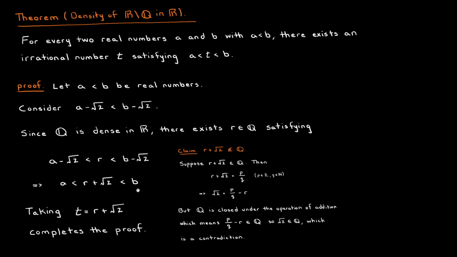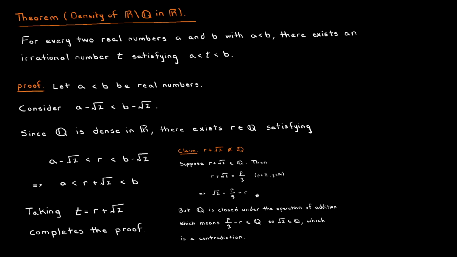And now the claim is that this number r plus the square root of 2 is actually an irrational number. To see why, let's suppose for contradiction that r plus the square root of 2 is actually a rational number. In other words, r plus the square root of 2 happens to be a ratio of two integers, right? It's equal to p divided by q, where p is an integer and let's say q is a natural number. Well, now let's subtract r on both sides to get the following equation.